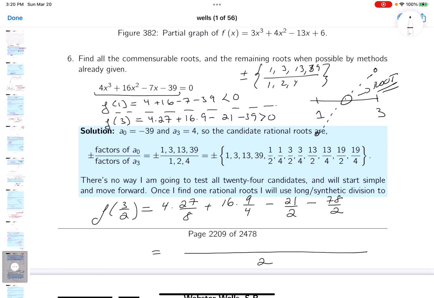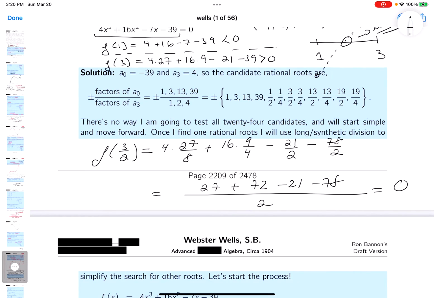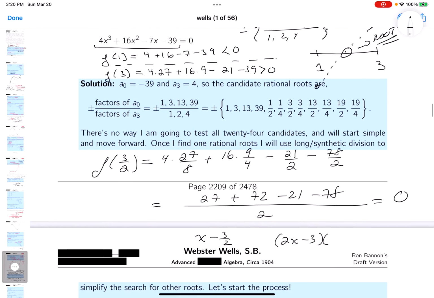Multiplying by 2, right? That'd be 27 plus 72 minus 21 minus 78. Well, 27 and 72 is 99, and minus 21 and 78 is minus 99, so it's 0. This is good news. So now I know I got a factor: x minus 3 halves. But I prefer to write this as 2x minus 3.